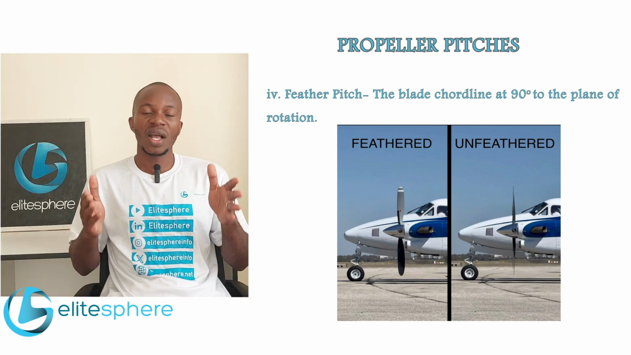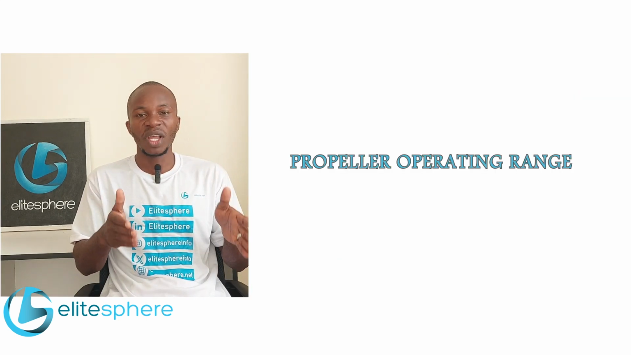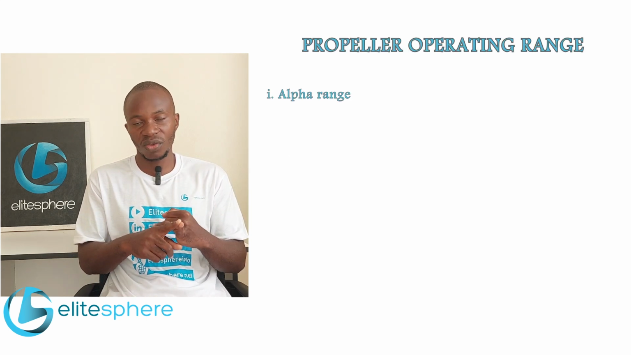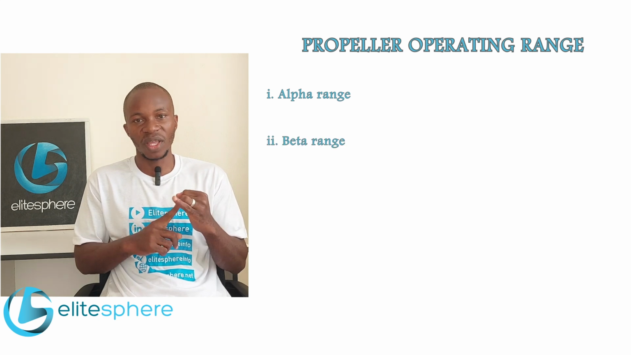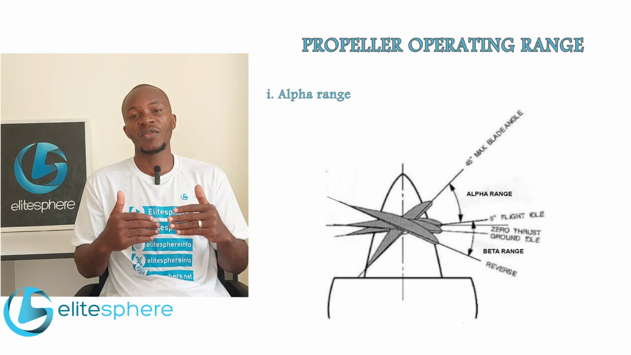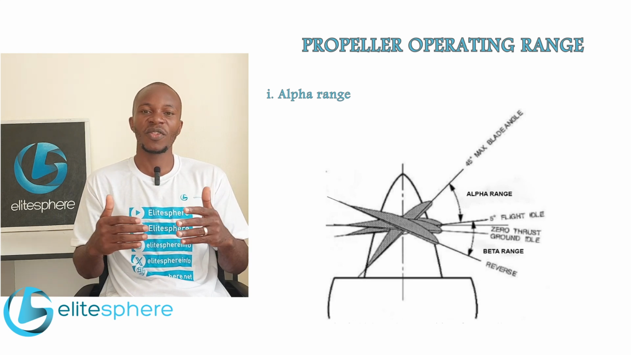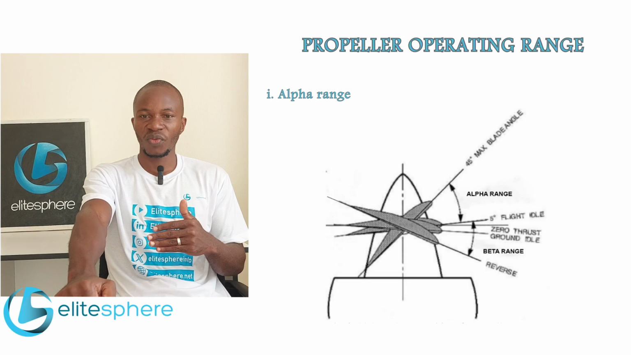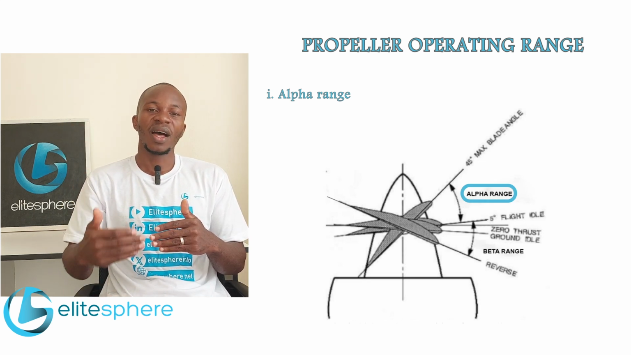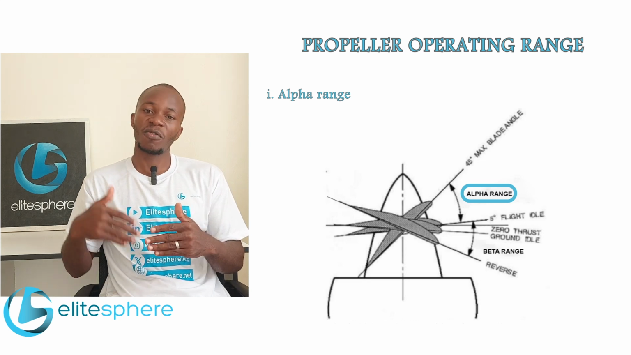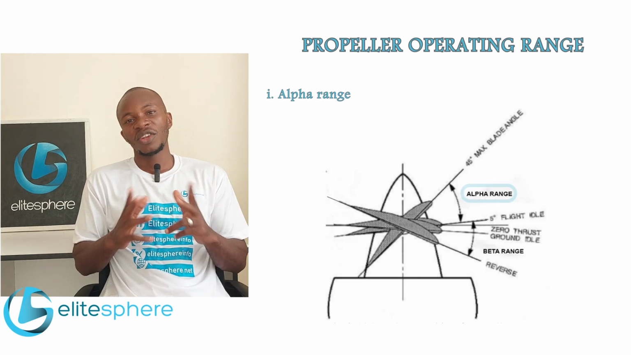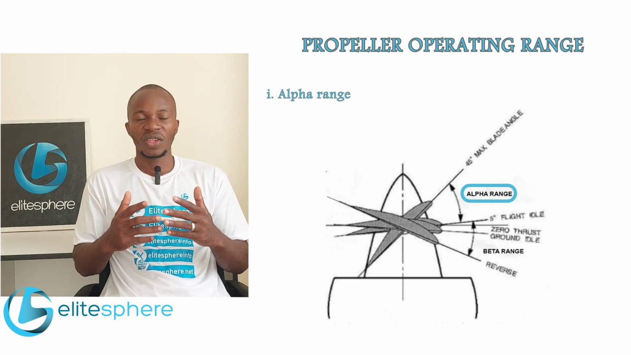Now we are going to look at the ranges, or the blade range, in which we can operate a propeller. We have the alpha range, and we have the beta range. The alpha range setting of a propeller is the range that runs from the flight idle to the maximum RPM, which is at the superfine angle. And the beta range is from the flight idle setting going backward up to reverse.